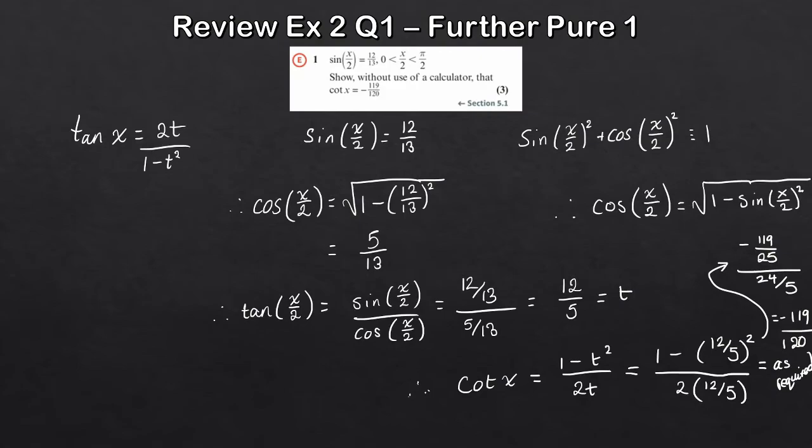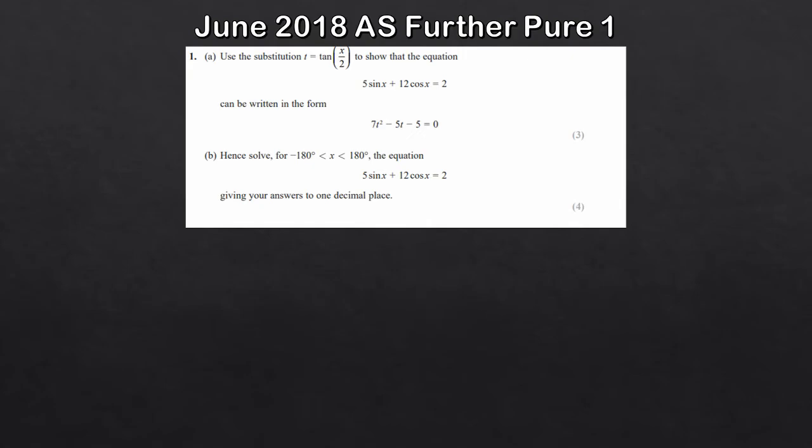So now let's move on to the last two questions, which I've picked from the exam papers that we have available. That's the June 2018 exam, this is the AS exam, and we also have the sample assessment exam. These questions are very standard. This question here, we're going to show that this equation can be written in the form 7t squared minus 5t minus 5, and then we're going to solve it. So let's have a go with it.